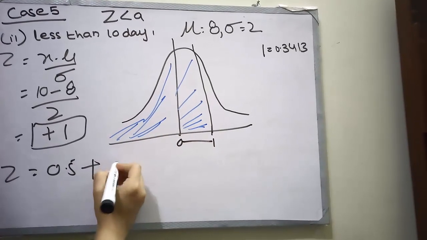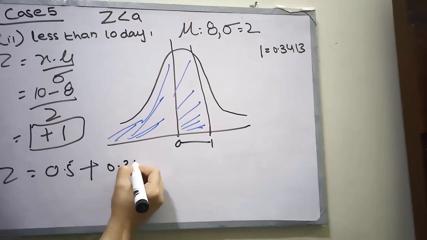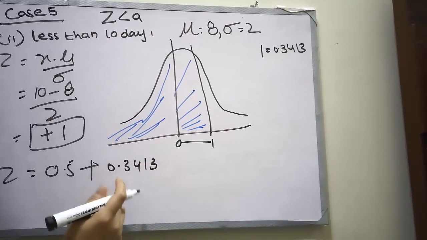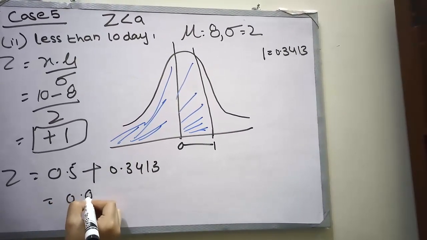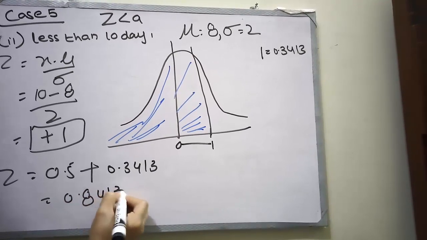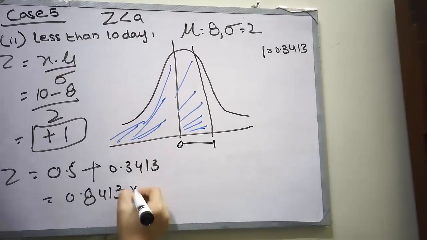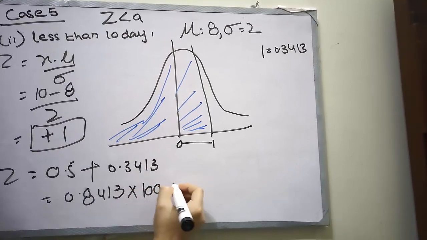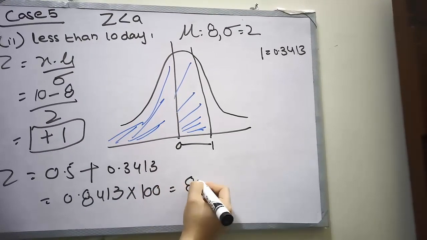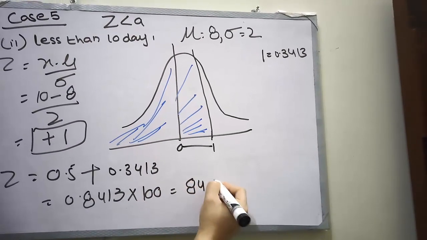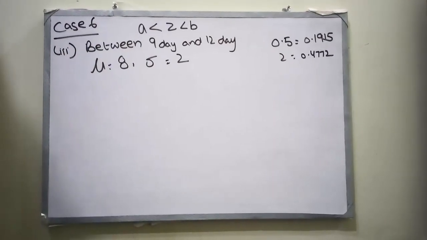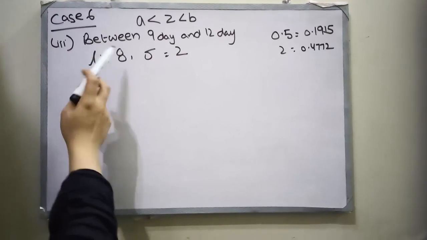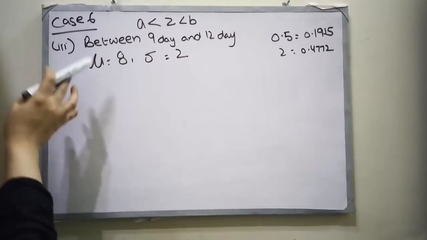The value is given, this is 0.3413, and this is equal to 0.8413. In percentage, we will multiply it by 100. So we will get our percentage, which is 84.13%.